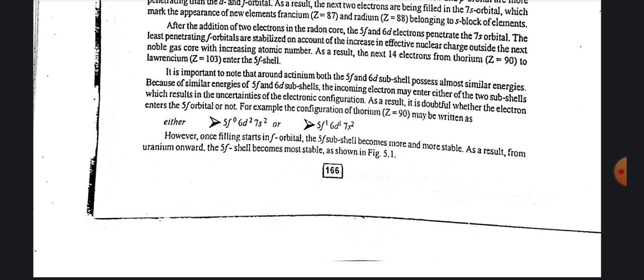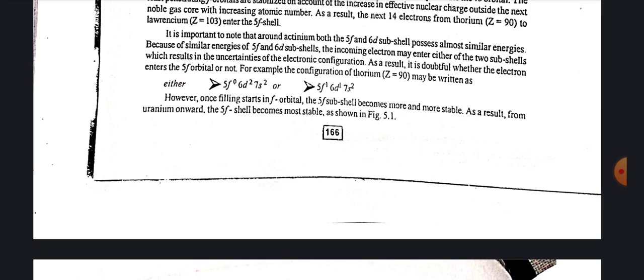After the addition of two electrons in the radon core, the 5f and 6d electrons penetrate the 7s orbital. The least penetrating f orbitals are stabilized on account of the increase in effective nuclear charge outside the noble gas core with increasing atomic number. As a result, the next 14 electrons fill from thorium to lawrencium.